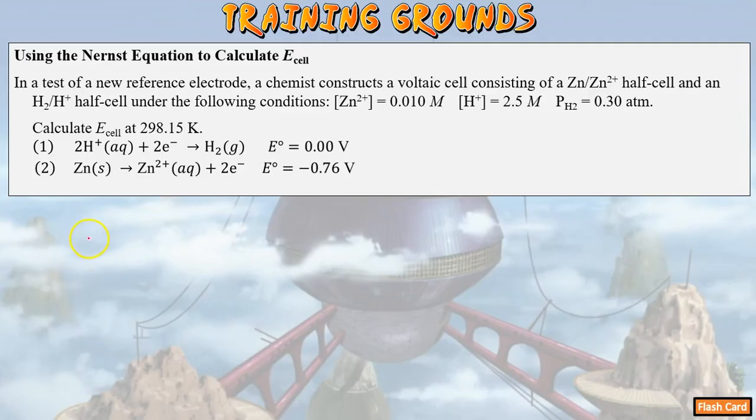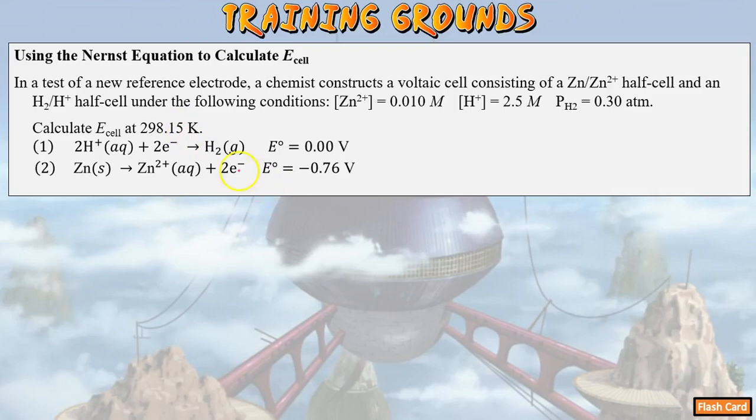So we are back to the voltaic training grounds for the last session as we wrap up our time in this village. This says we're going to be using the Nernst equation to calculate non-standard cell potential. So in a test of a new reference electrode, a chemist constructs a voltaic cell consisting of zinc/zinc 2 plus half cell and a H2/H plus half cell under the following conditions. They give us the zinc 2 plus concentration of 0.01 molar and the H plus concentration of 2.5 molar and the partial pressure of H2 at 0.30 atmospheres. They want us to calculate the non-standard cell potential at 298.15 Kelvin.